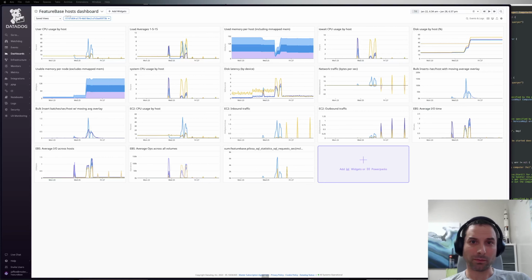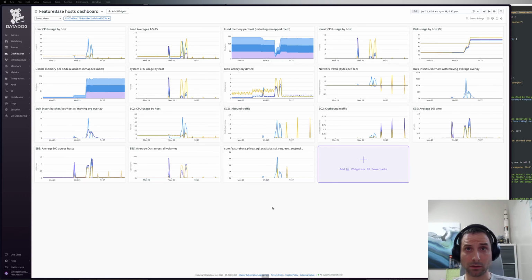Hello everyone, welcome. This will just be a quick video showing some of the metrics and things that we look at when we're monitoring FeatureBase clusters in our cloud product. But they are all going to be pretty relevant to FeatureBase clusters that you're running anywhere, especially in AWS, as there are some AWS specific metrics that we can look at.